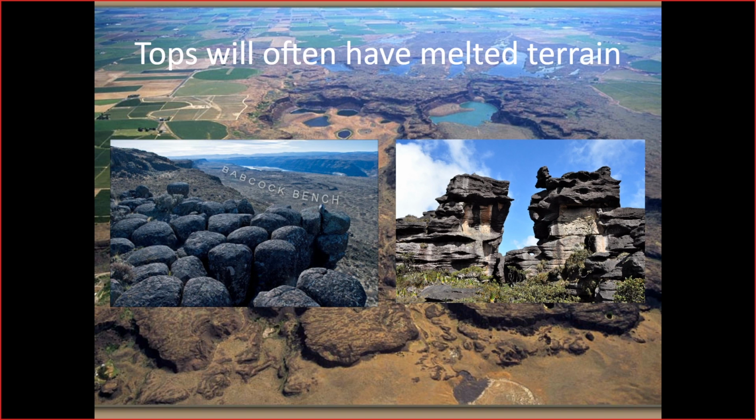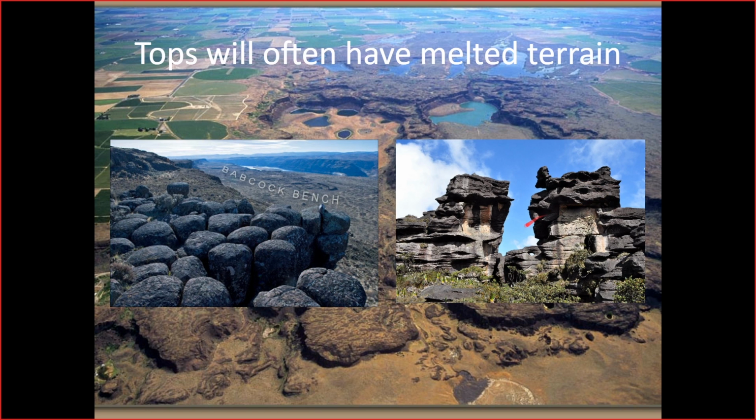Tops will often have a melted terrain. Here is an example: iron-bearing rock, basalt, highly conductive. So now you have an area which is going to be wanting to come right out of here. It won't pull out of here anymore. It will go to these high points. And this stuff protects rocks underneath, not without getting damaged, of course.